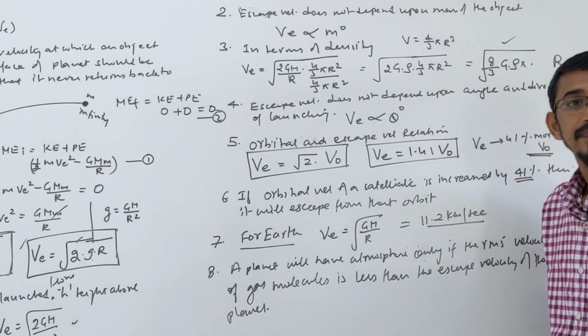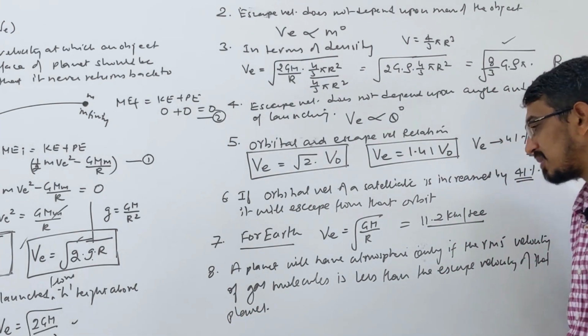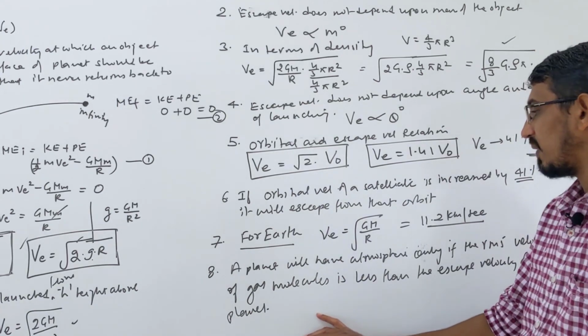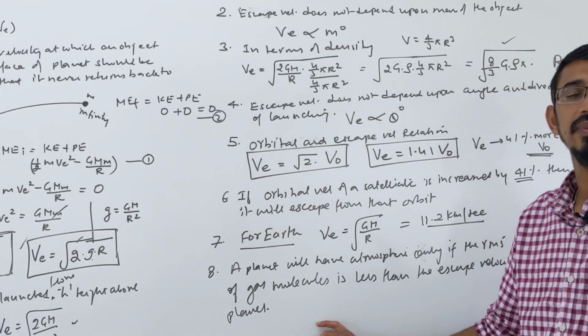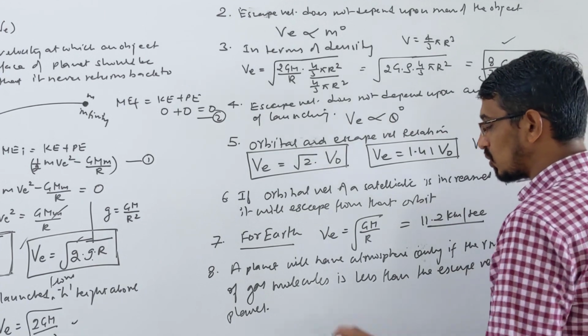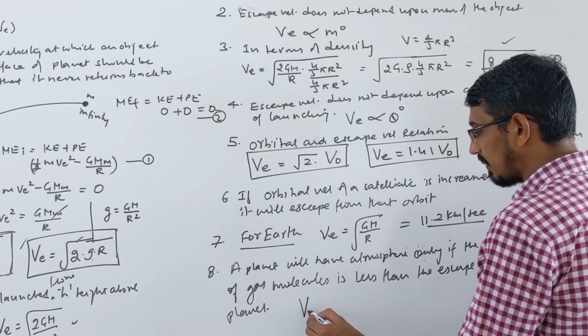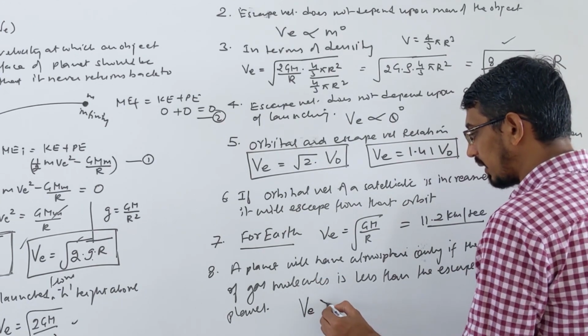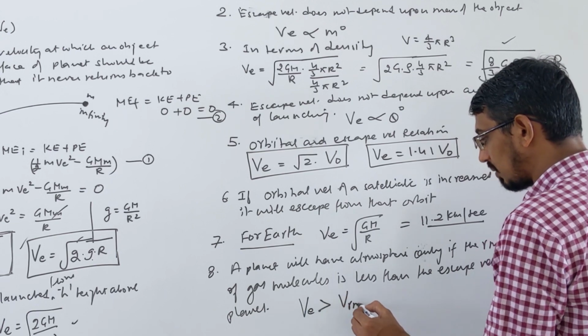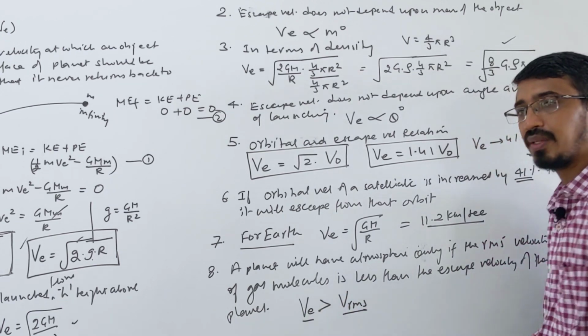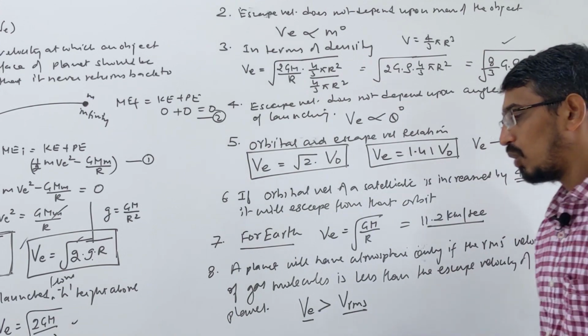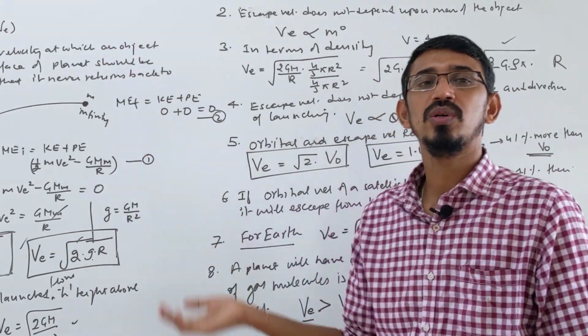If the RMS velocity of a gas molecule is less than the escape velocity of that planet, then only that planet will have an atmosphere. So, to have an atmosphere, the escape velocity should be greater than the Vrms of the molecules, keep in mind. If less, then all the molecules will escape, because their velocity is more than the escape velocity.